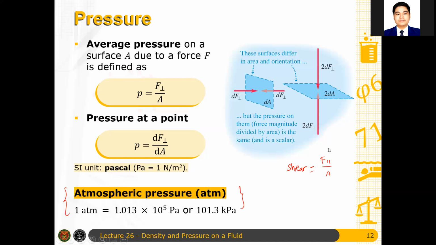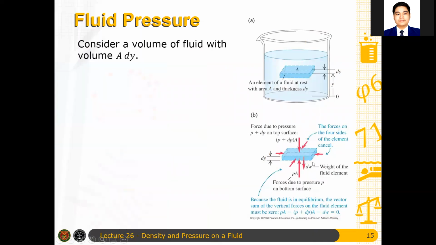Okay, sige. Now, fluid pressure. Consider a volume of fluid with volume A dy. Ang gagawin natin, remember, force per unit area. But however, medyo mahirap siyang gamitin in general for a fluid kasi paano ka nga naman measure ng forces dyan? Instead, we will derive another expression for the pressure inside the fluid at a distance of h from the surface of the fluid. Okay, ang alam natin by experience is that the pressure in a fluid increases with depth.